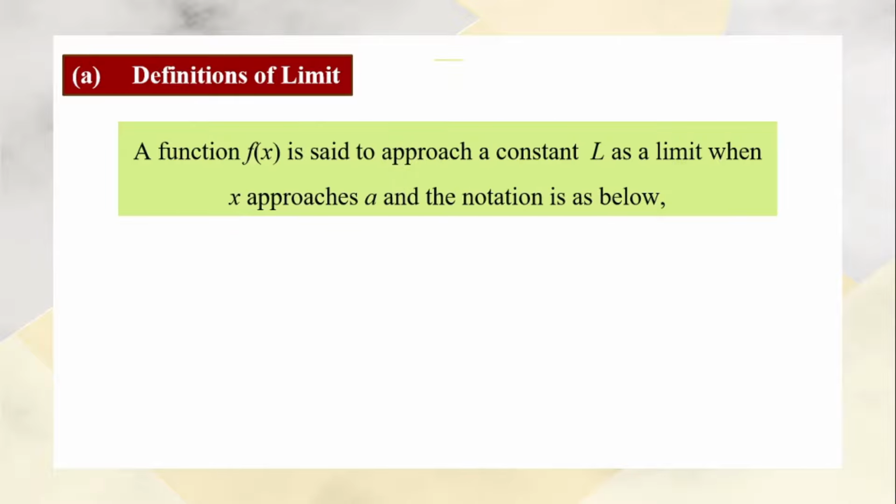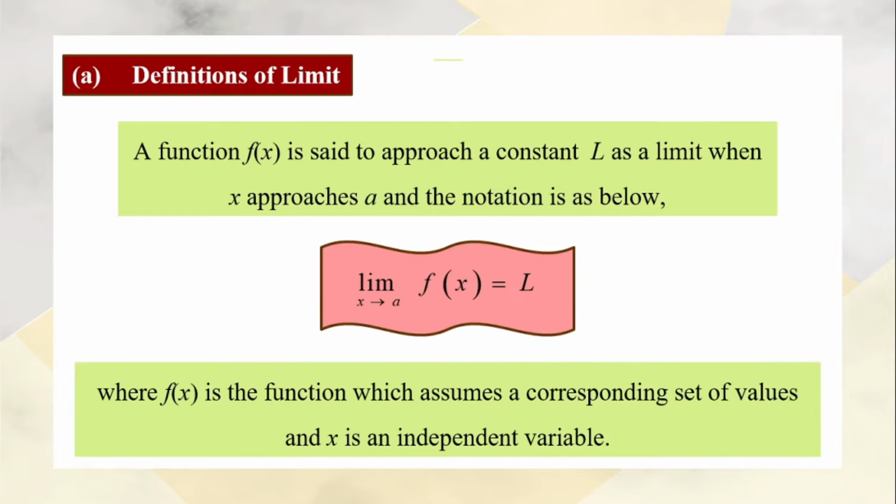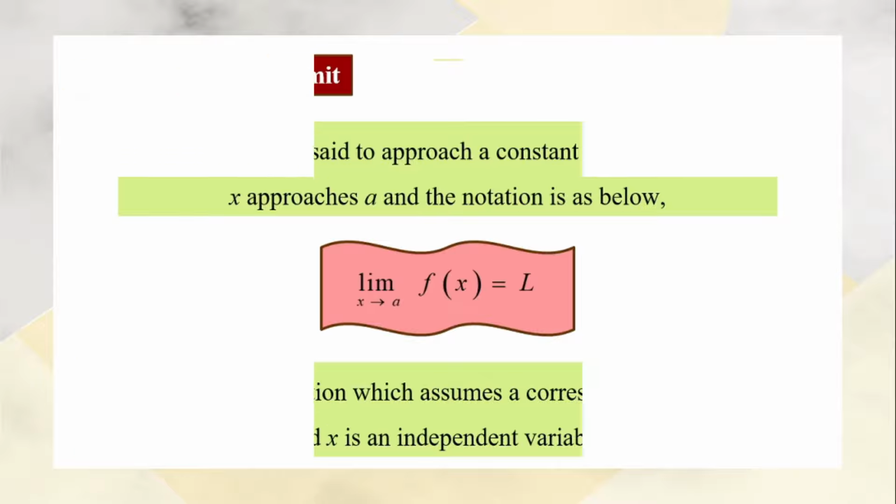The first is about the definition of limits. A function f(x) is said to approach a constant L as a limit when x approaches a, and the notation is as below. It is read as the limit of f(x) as x approaches a equal to L, where f(x) is the function which assumes a corresponding set of values and x is an independent variable.